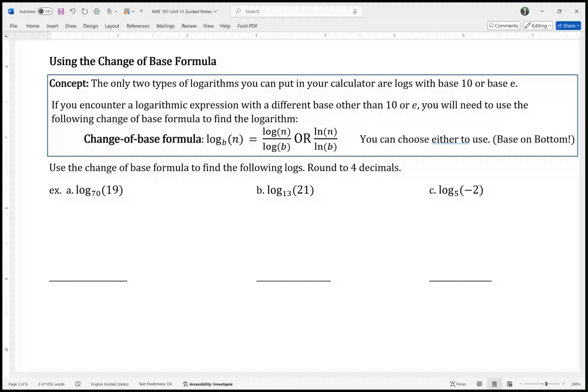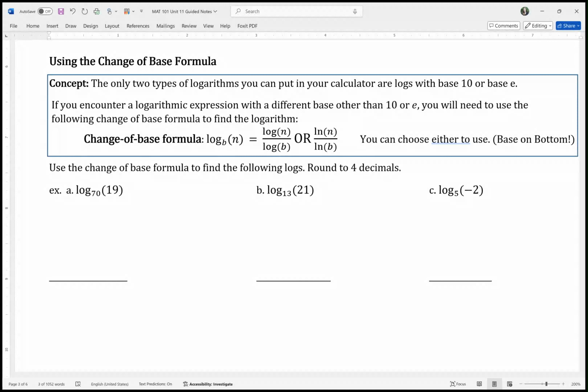Let's look at using the change of base formula. Now we're using the change of base formula when the logarithm does not have a base we can put in the calculator. So we're talking about those common logs of base 10 and then our natural log of base e. If it has any other number for the base, you need to use this change of base formula.